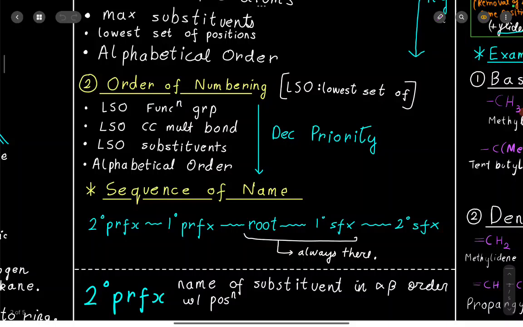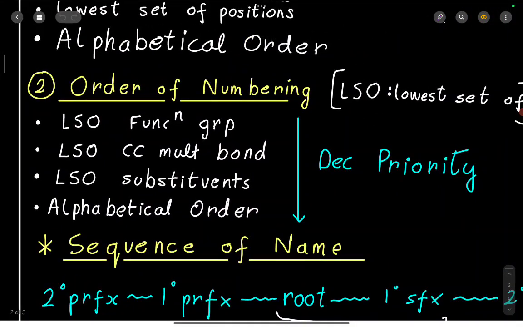Now if you see the order of numbering, the numbering will be decided with respect to the lowest set of functional group, then the lowest set of carbon-carbon multiple bond, then the lowest set of substituents, and lastly the alphabetical order.